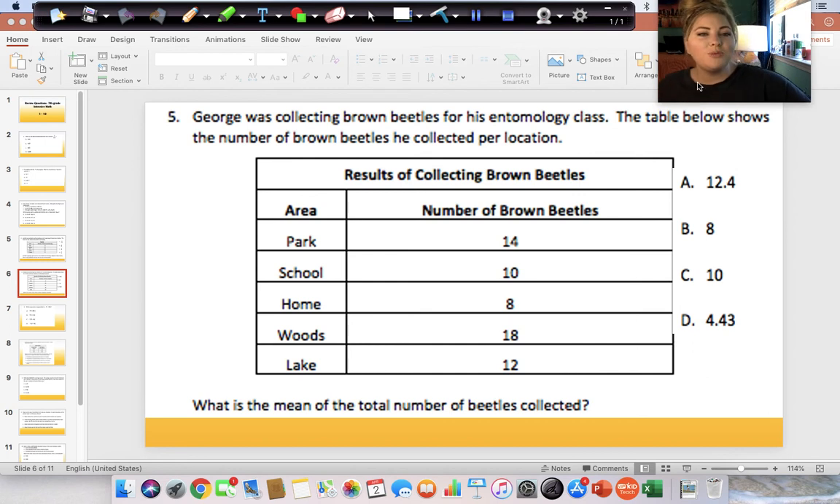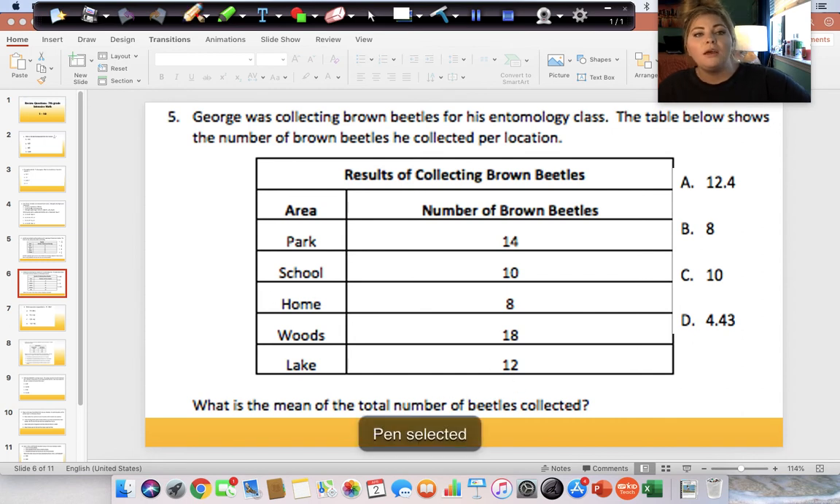Okay, George was collecting brown beetles for his entomology class. The table below shows the number of brown beetles he collected per location. I could not be in an entomology class because bugs freak me out. Okay, what is the mean of the total number of beetles collected?